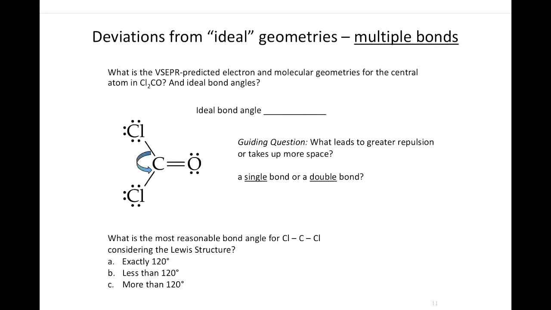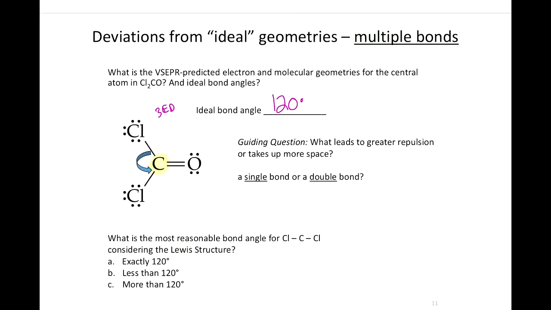Okay, on that same idea, multiple bonds can also deviate bond angles. So let's look at this central atom. That carbon atom has how many electron domains? 3. So what shape is that? Trigonal planar. And what is the ideal bond angle in a trigonal planar? 120. Okay. But do you think those bond angles are all exactly 120? No, they're not. And this is the reason.